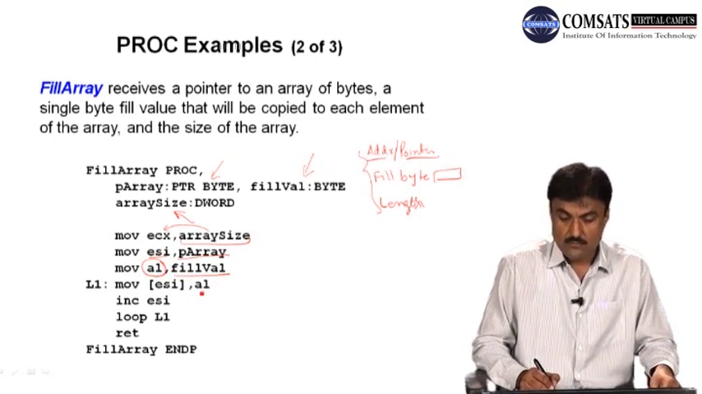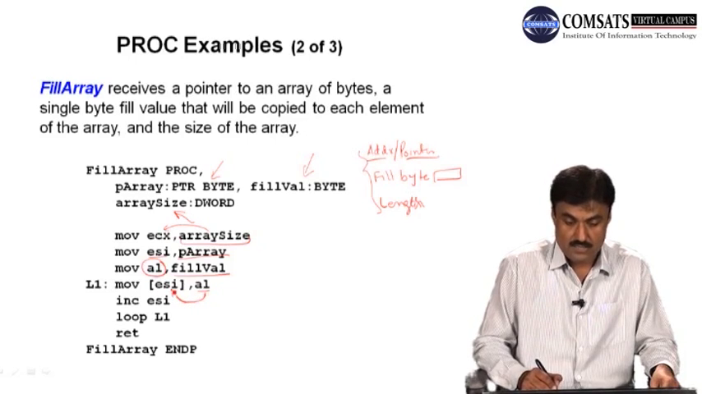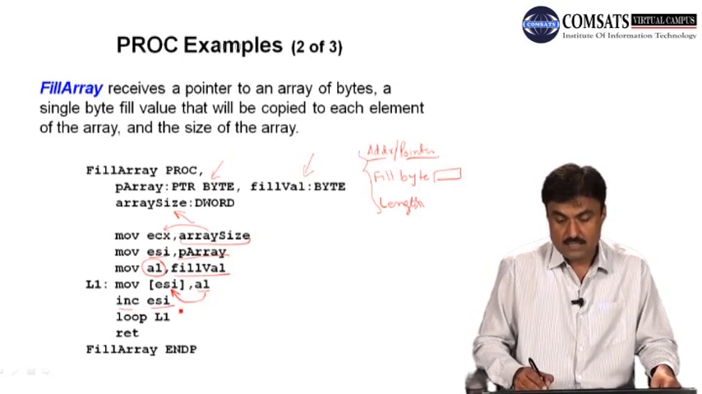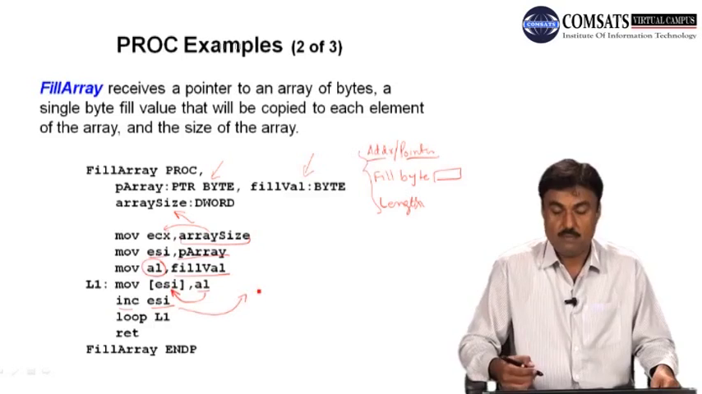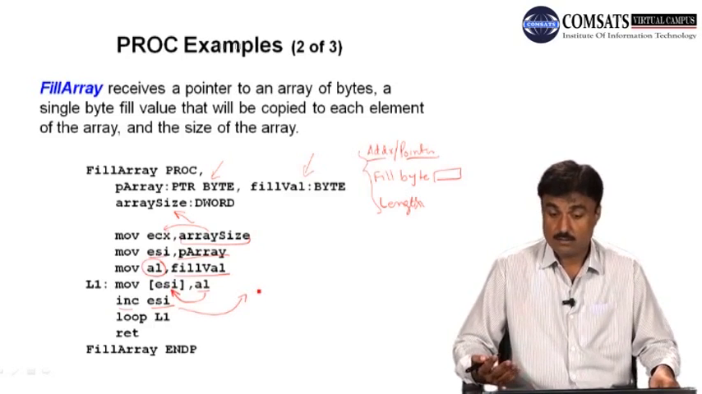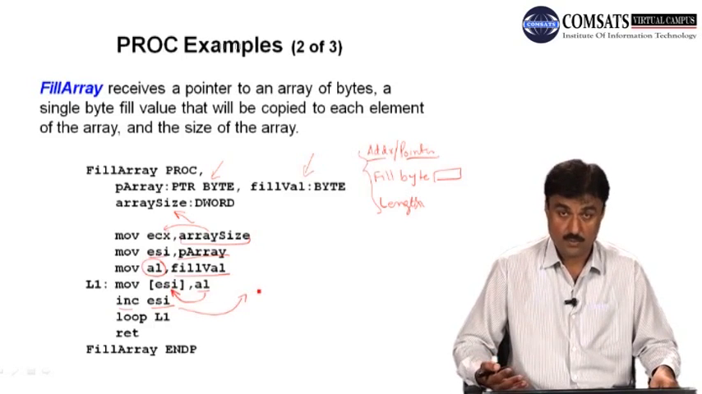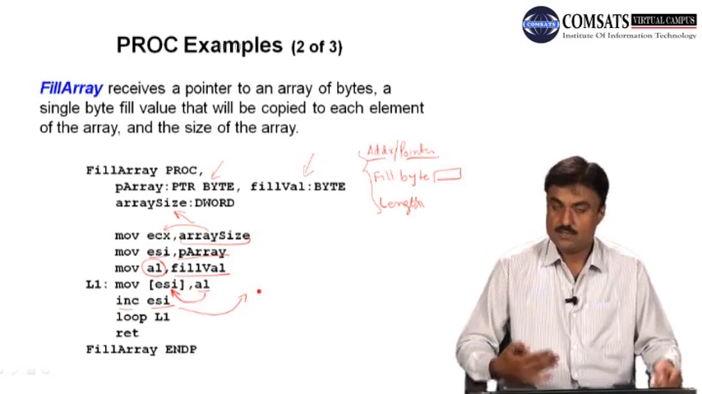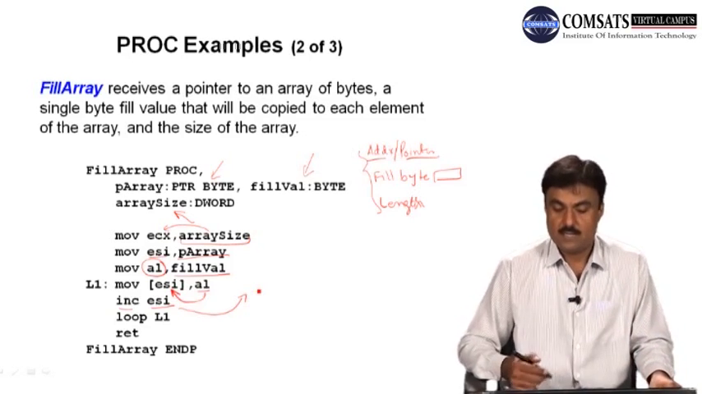So what we have to do is transfer the fill value into this address, and we increment ESI. Incrementing ESI means we are incrementing 1 byte. In case the array is of type word or double word, then we have to add those sizes to ESI so that we can move toward the next element.